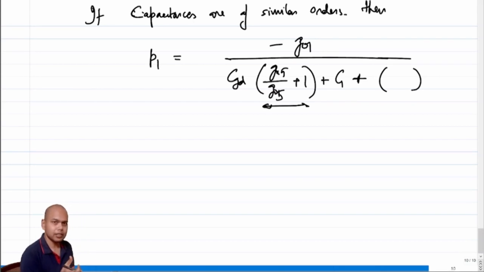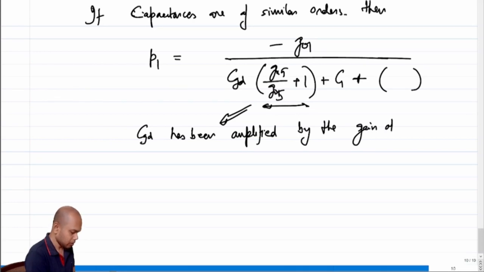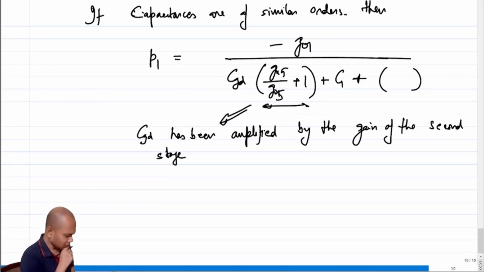The CGD capacitance has been amplified by the gain of the second stage, right? Okay, so let's investigate what is happening. It seems like the second stage has a gain, right?